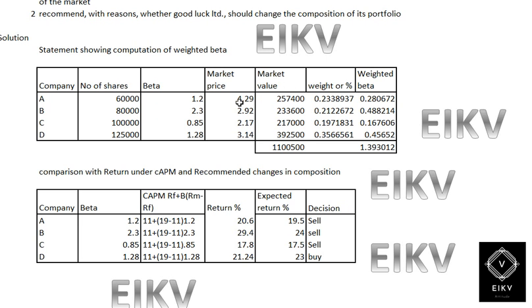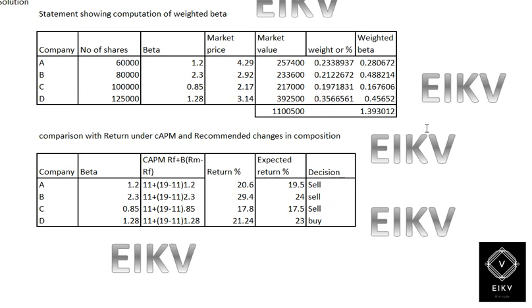When we multiply the market price with the total number of units in hand, we will get the market value. After that, the total market value should be 11 lakh 500. Then we need to divide each market value by the 11 lakh 500 to get the weight. After getting the weight, we need to multiply the weights with the beta and, taking the total, we will get the total beta. So the total beta would be 1.393012.